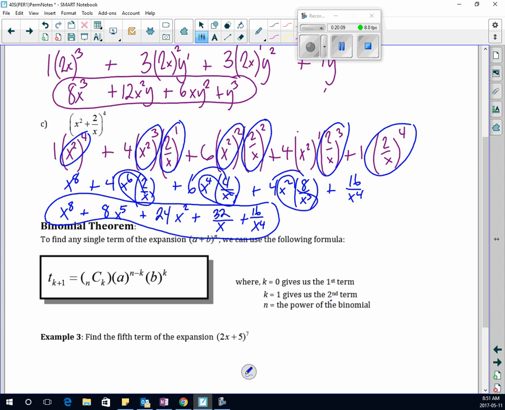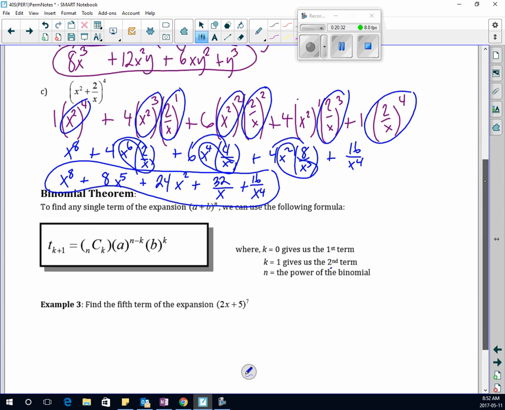Notice that even after I simplified all of these, there is a pattern going on with the x powers, right? It's going x to the power 8, x to the power 5. Do you see it's going down by 3 each time? That should happen after you simplify and you do everything right. There should be a pattern to how much it's going up or down by.